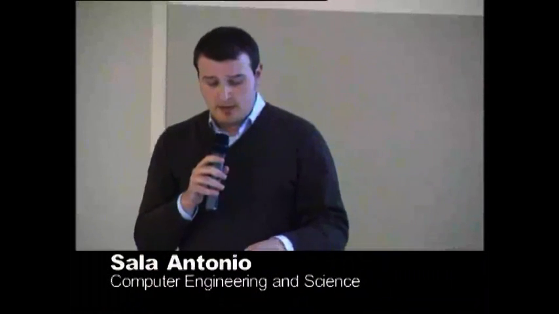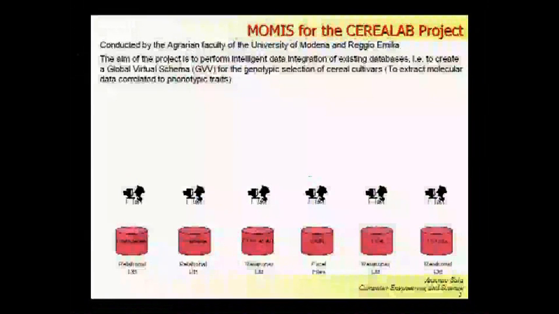The data sources we integrated are two existing and very famous molecular databases. They are American: Green Genes and Gramene. A relational database built with the data obtained by the Serial Research Project. The Germplasm Resource Information Network, which is an American repository of phenotypic data about American cultivars, and other data obtained regarding Italian cereal cultivars.